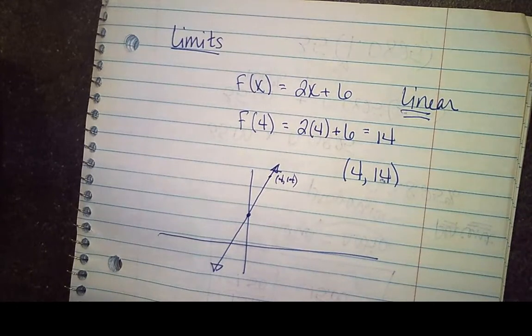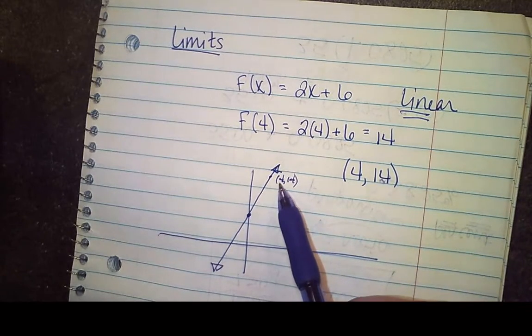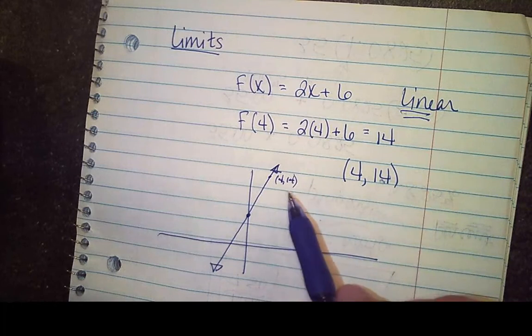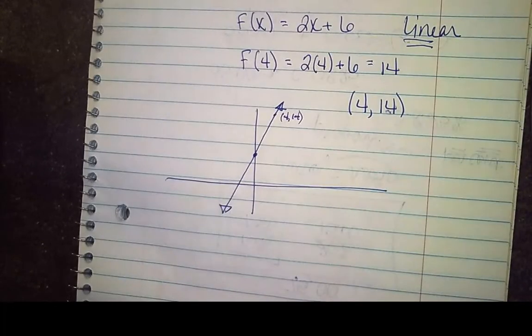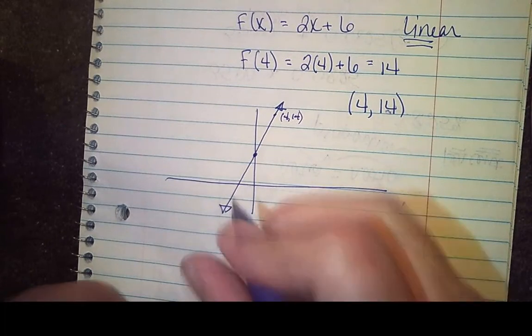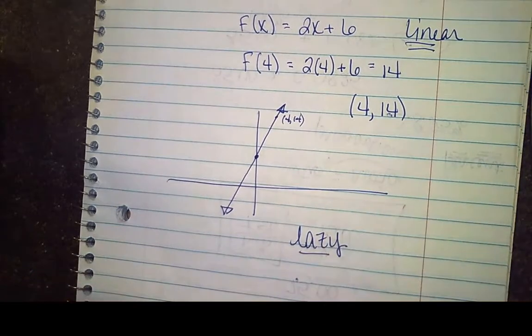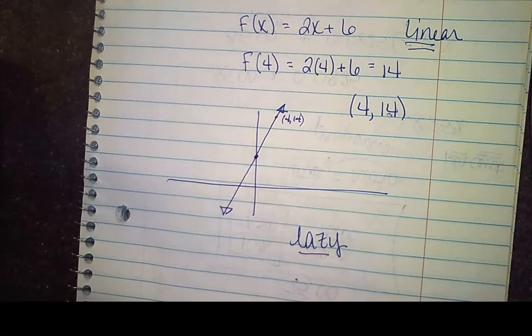Limits let us explore the graph in a more detailed manner. What limits allow us to do is say, as I creep closer to my target x value, in this case 4, what y value do I creep close to? So here's how we write it. You're going to get sick of me saying this: math people are very, very lazy. Everything that we do is a shortcut for something else.